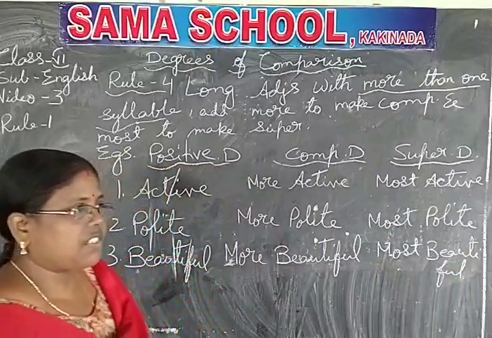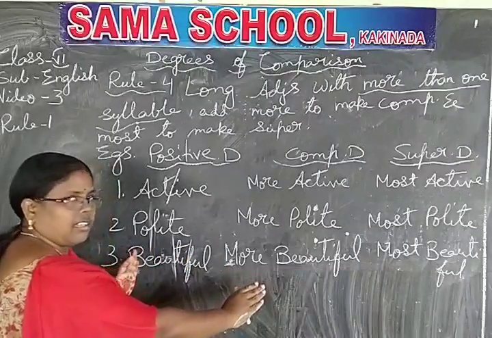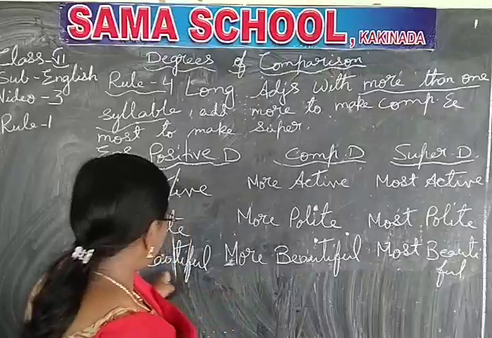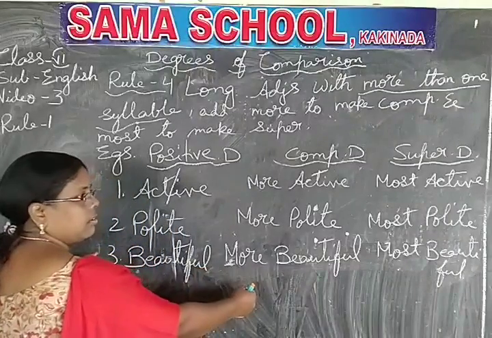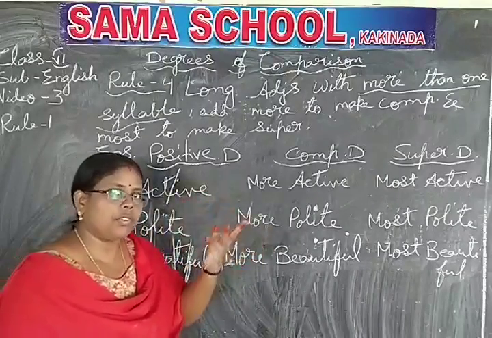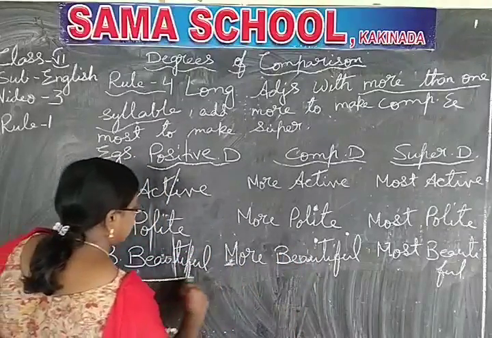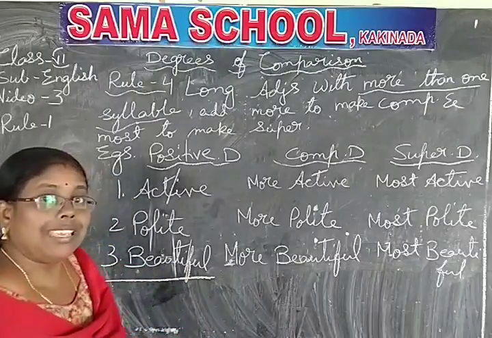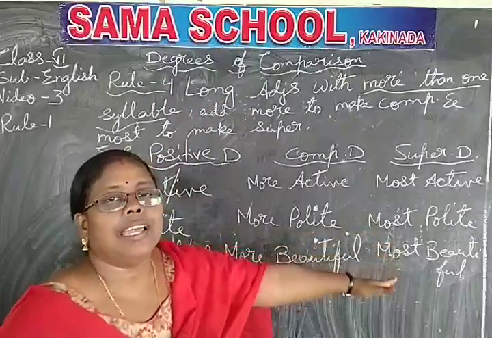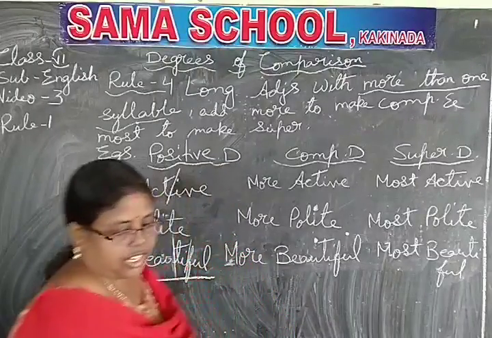Yes, long adjectives. You can just follow: if the word is a long one, add more and most. That is enough. Easy trick to remember. If the adjective is long, not a small one, and when you find a long word like this, if you are not able to pronounce it in one go, that means long adjectives. That time add more and most to make comparative and superlative degrees. So third rule and fourth rule.